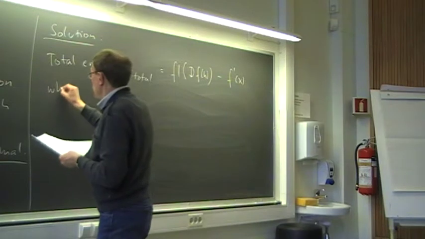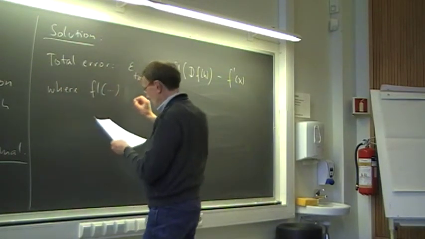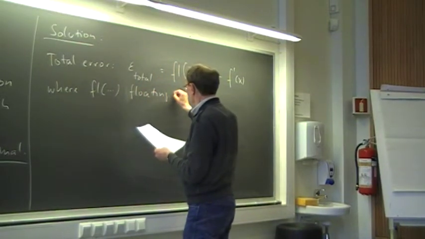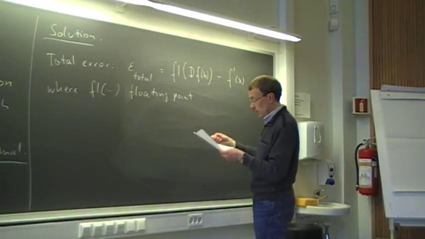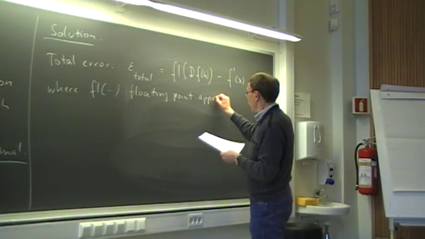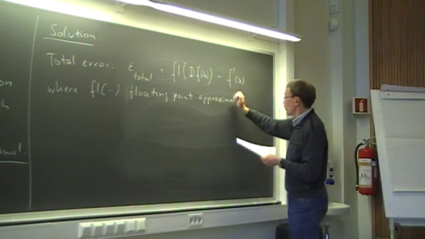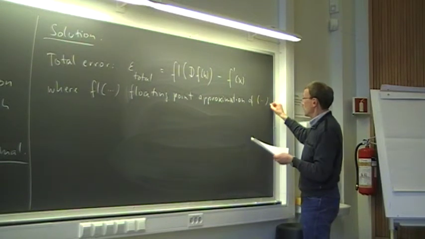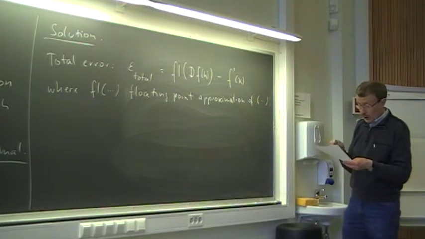So, and then I write also what this FL means. FL of something means floating point approximation. So that is what we compute with our laptop or PC or whatever we are using. Floating point approximation of the something. Here it would be the central difference approximation.